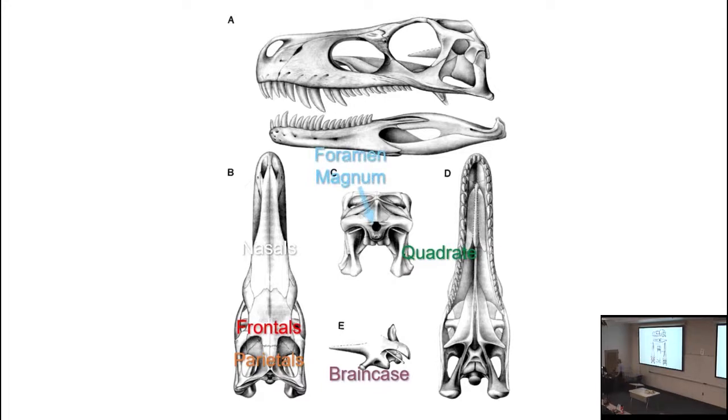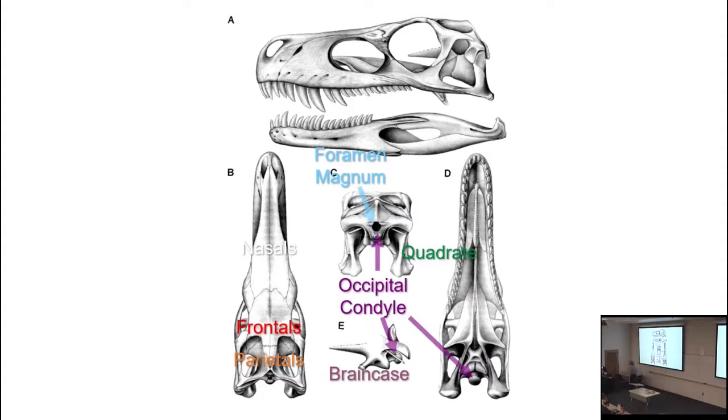An important landmark in the back of the skull is the foramen magnum. Foramen is an opening. Magnum is great, so it's the great opening. It's the way that the spinal cord, the spinal nerves, come out of the brain and connect to the rest of the body. It's so important that it was called the great opening, because without it, the rest of the body couldn't communicate with the brain, and you would be dead.